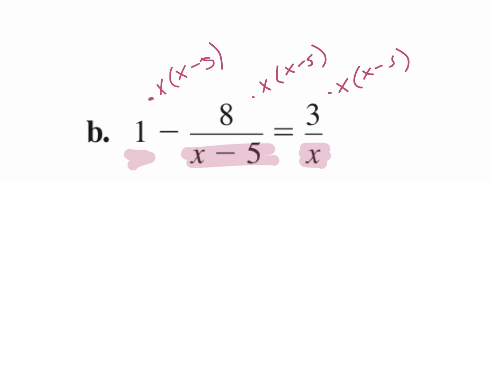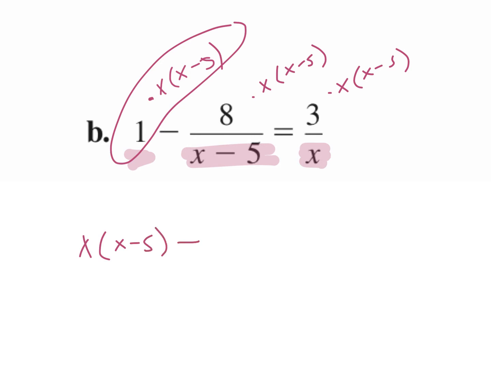Everybody with me so far? Okay. So here, when I multiply 1 times x minus 5, I just have x times x minus 5. Then minus. If I have an x minus 5 on the bottom here, that cancels out with the x minus 5 on the top. So what do I have left?